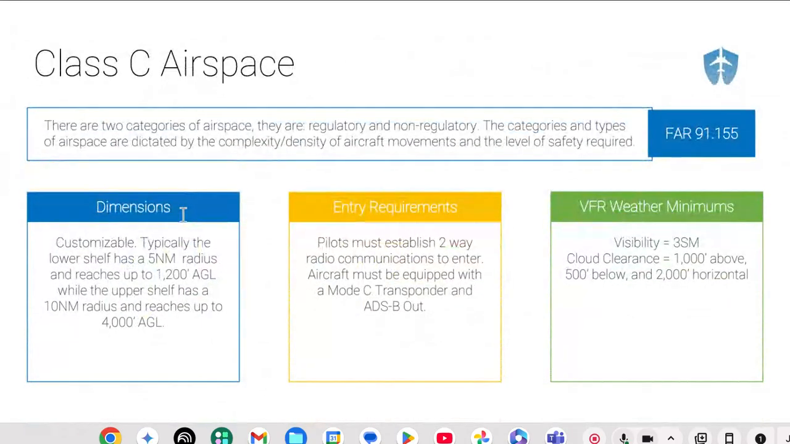Alright, Class Charlie airspace. So still somewhat busy airports, not as busy as Class Bravo, but still somewhat busy. Dimensions, it's also customizable. Typically the lower shelf has a 5 nautical mile radius and goes up to 1200 feet AGL, and the upper shelf would have a 10 nautical mile radius going up to 4000 feet AGL.